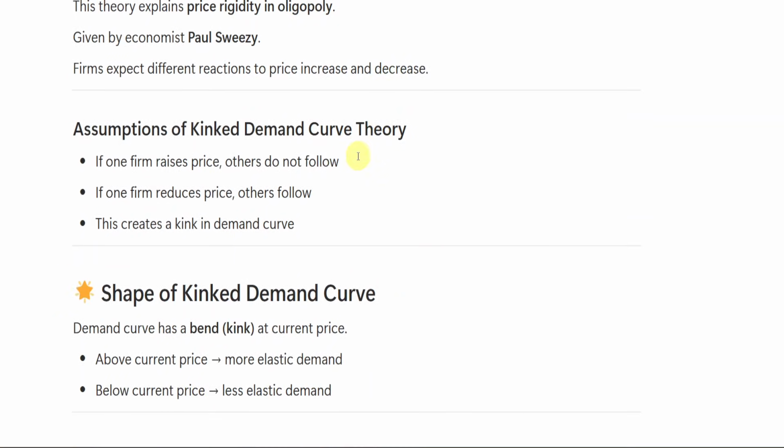Okay, we have a few basic assumptions, students. First, if a firm increases the price, other firms will not increase the price. Customers will shift to other firms and the firm will lose many customers. So demand is very elastic here.